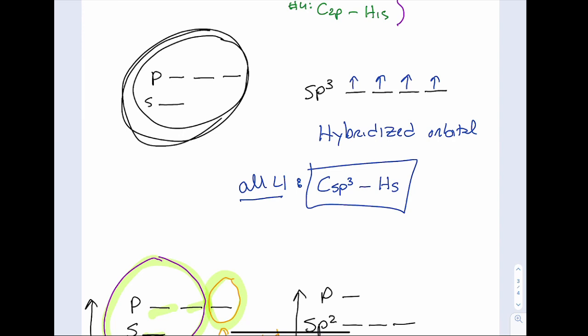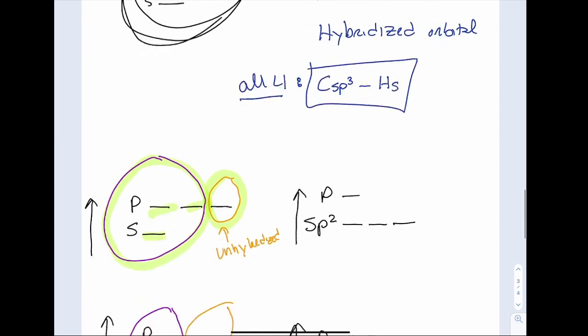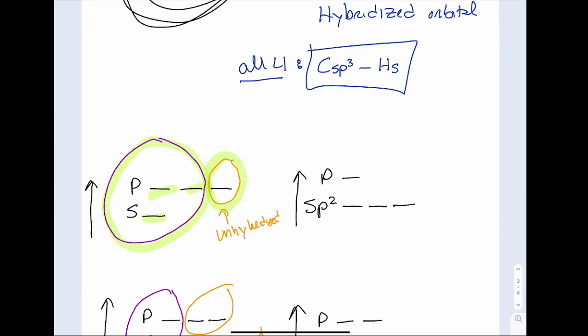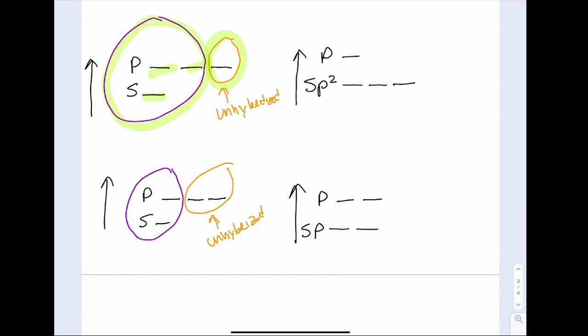It's easier to draw if I draw all of them next to each other so you can see the difference. If I draw an sp2 orbital, now it's 2 parts p for every 1 part s. So it gets a little bit shorter, still 2 lobes. If I draw an sp orbital, it's like 50% sphere, 50% dumbbell, so it gets even shorter.